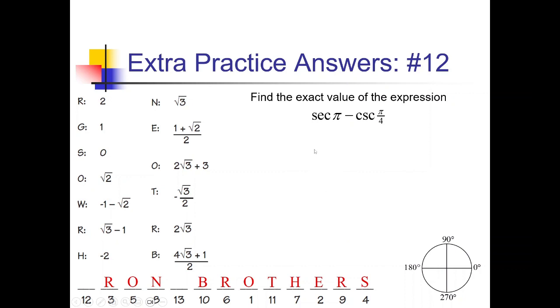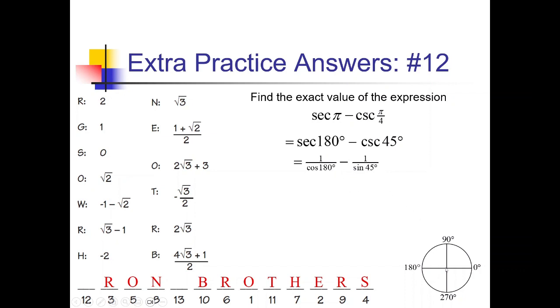For number 12, let me get all this in terms of degrees before I do anything else. So this is secant of 180 minus cosecant of 180 divided by 4 is 45 degrees. Now let's turn these into something with sines and cosines. Secant is really 1 over cosine of 180. Cosecant is really 1 over sine of 45. And I actually can get these values, cosine and sine of these numbers, right away without using reference angles.